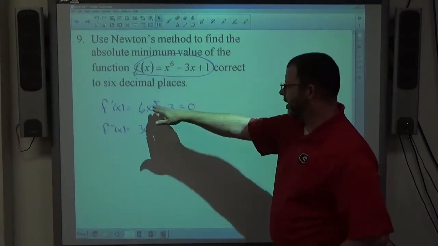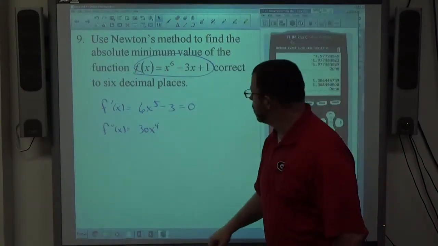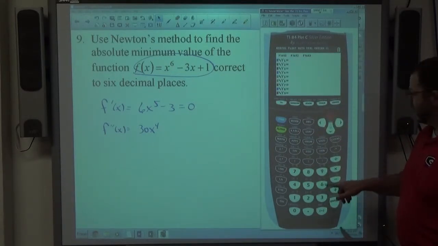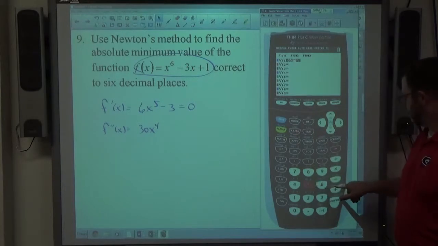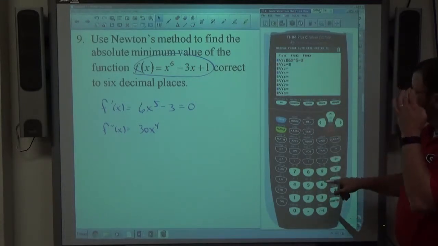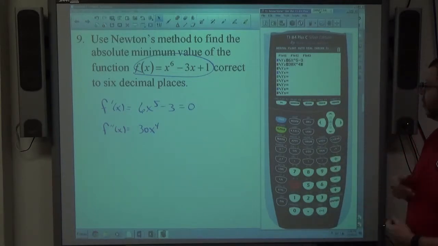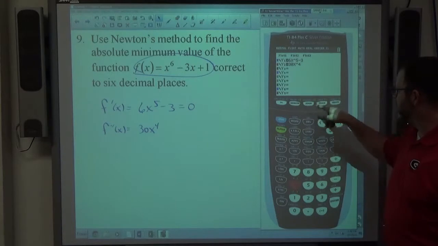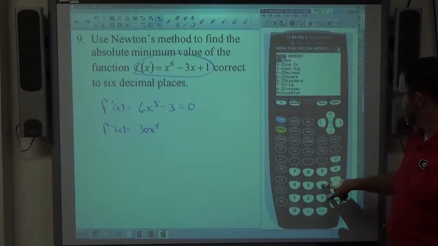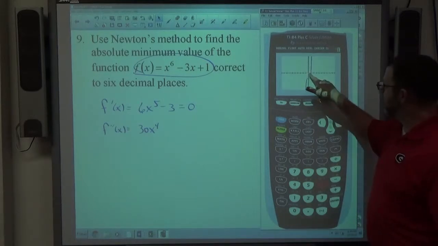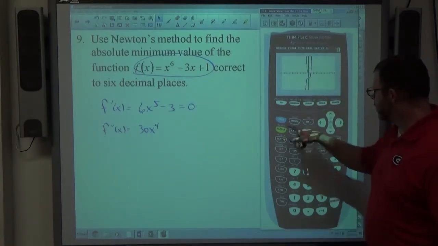I want to solve that. I want to do it this way. So if I go y equals, clear this out, 6x to the 5th minus 3, and 30x to the 4th. I want to find out where it occurs, so I can just keep it as zoom 6, negative 10 to 10 in all directions. Looks like it's around 1, but not quite, so I would guess probably 1 for my guess.